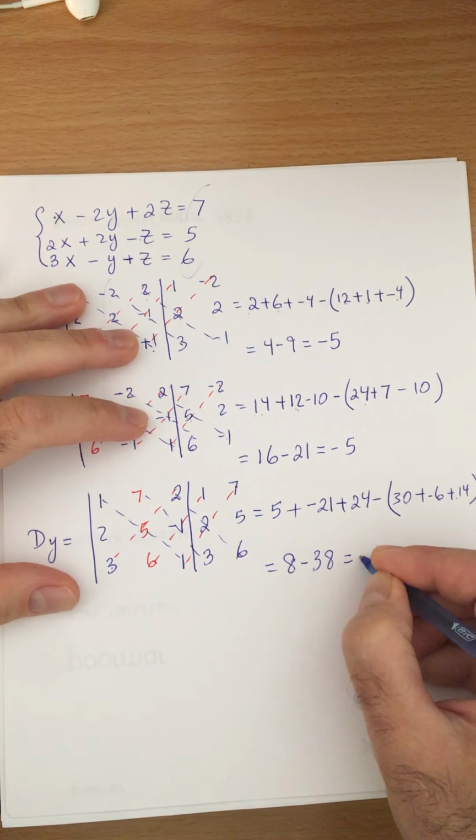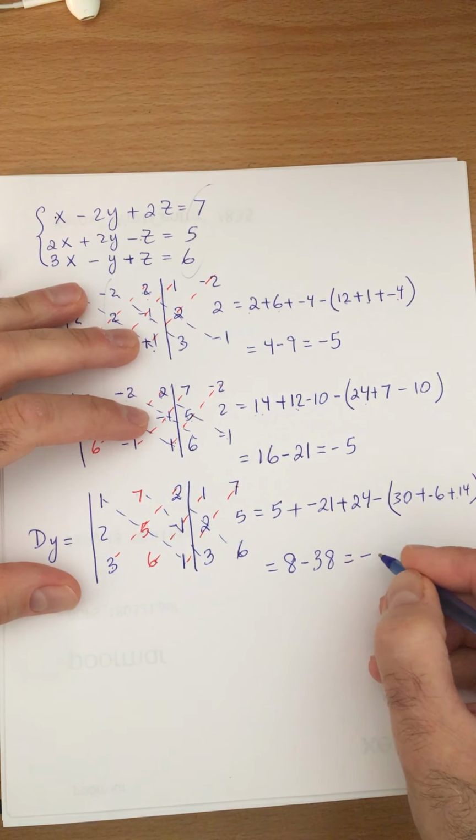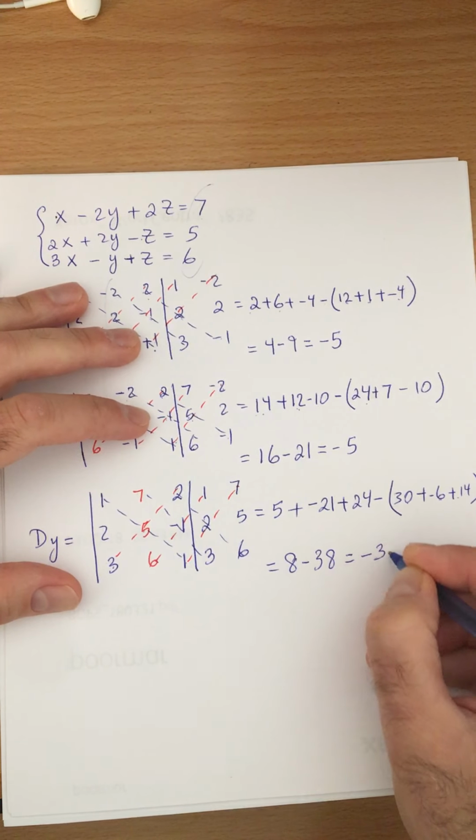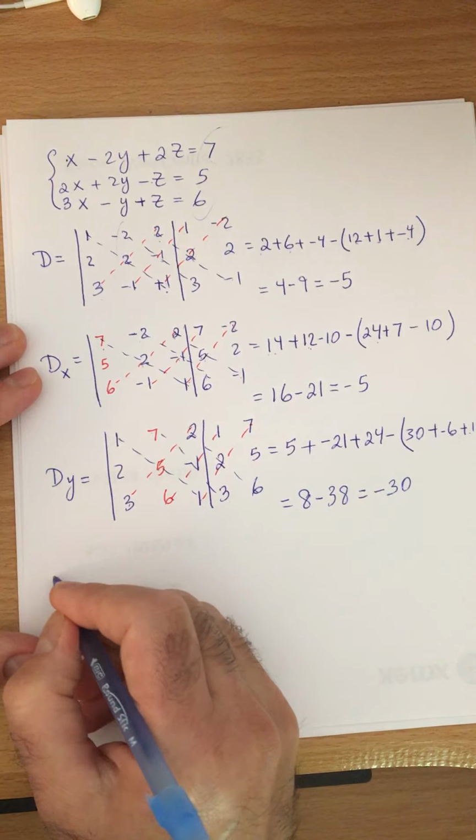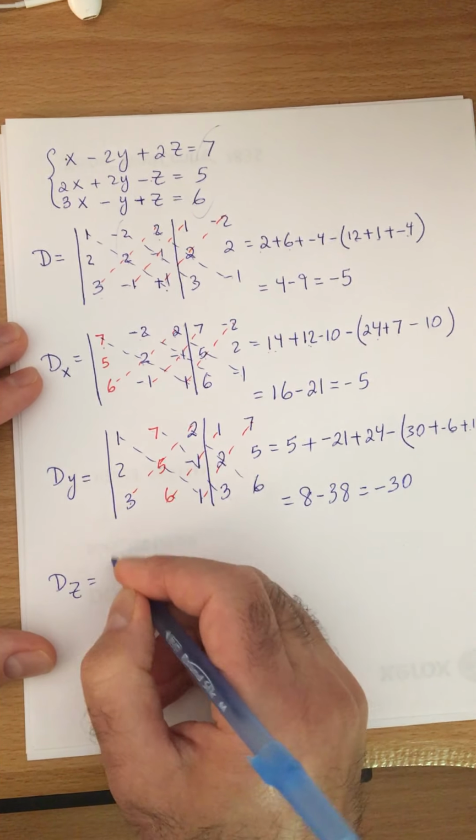So that gives me a negative 8. Negative 30, sorry, what am I saying? Negative 30 for d sub y. And the last one, which I'm not going to finish, d sub z.